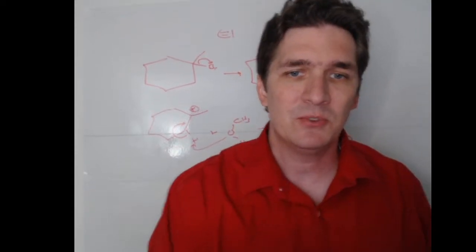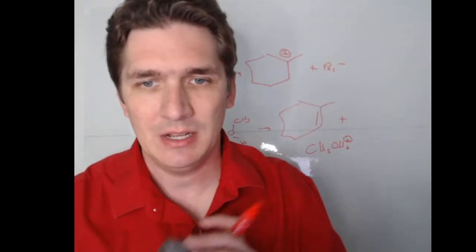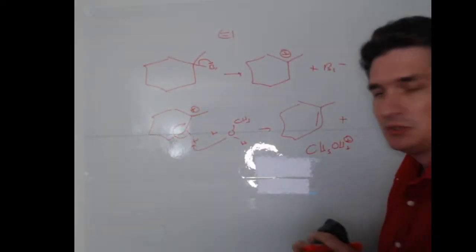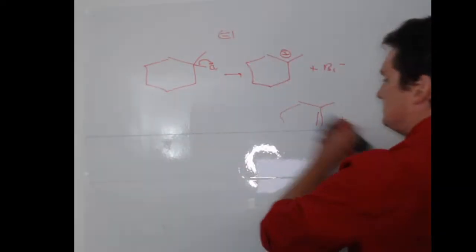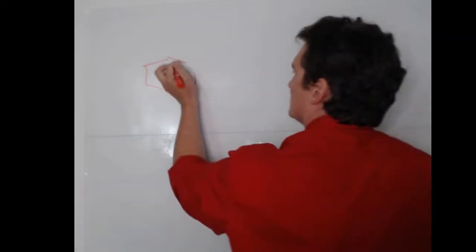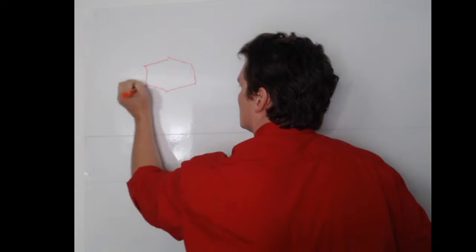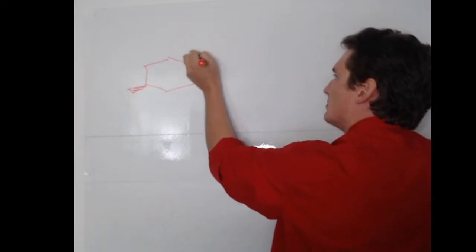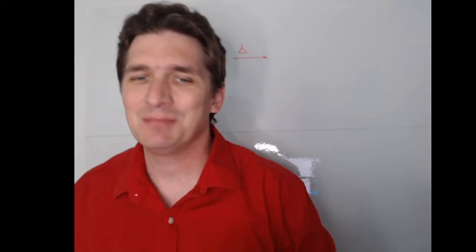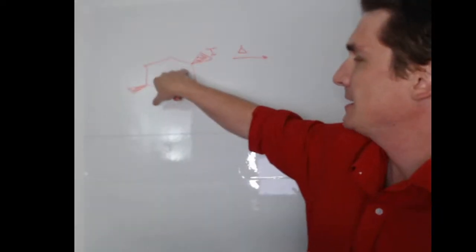Draw a stepwise mechanism for the formation of a racemic mixture of both the R and S forms of this 4-methylcyclohexene. So this is going to be very similar to what we just did. What we're doing is heating this in water. Now, what I find really interesting about this is that this implies that if you heat this up, you can generate, because this right now is a chiral molecule.